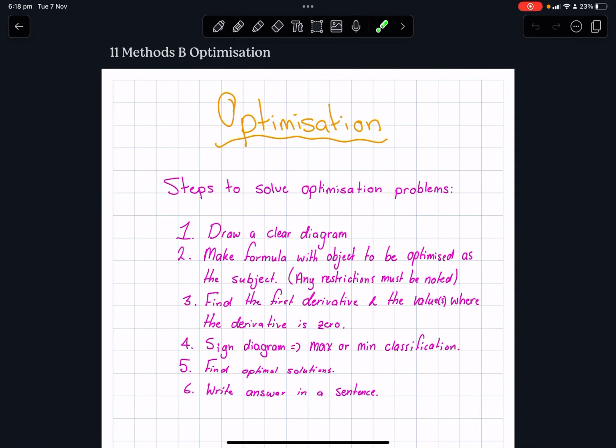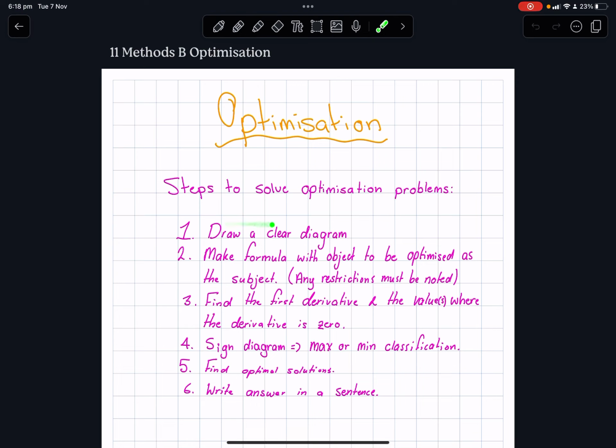G'day team, welcome back to another quick video on the optimization of situations, but we're going to start applying differentiation and calculus to help us with this scenario. So I've here written a few steps that will help us sort of get through some of our problems.